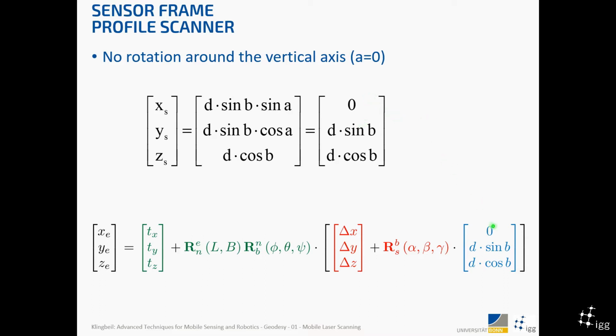So now we can have a look into the whole georeferencing equation that we've seen before. This is now our object coordinate x, y, and z calculated by the distance and the angle of the scanning element, right? So this is what it looks like, and we are now here.